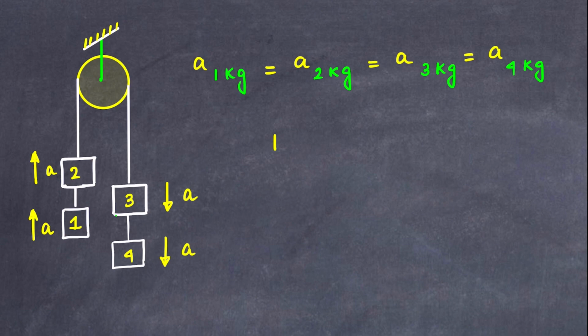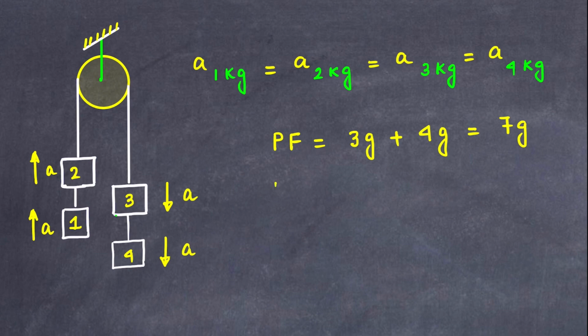Now what will be the total pulling force? All the bodies that are moving downward will provide us the total pulling force, right? The 3 kg block and the 4 kg block are moving downward, right? So the net pulling force will be equal to the force provided by the 3 kg block, that is your 3g, plus the force provided by the 4 kg block, that is your 4g. So the net pulling force will be your 7g.